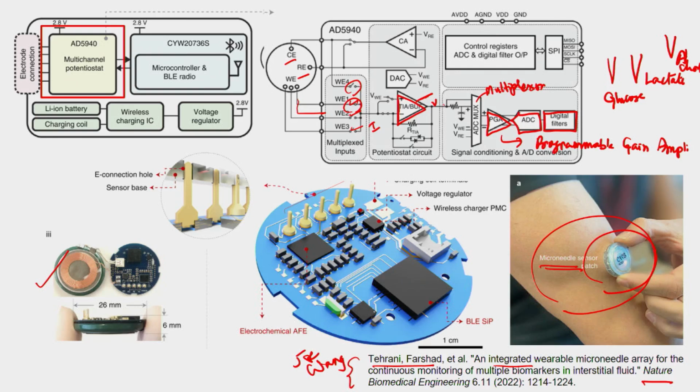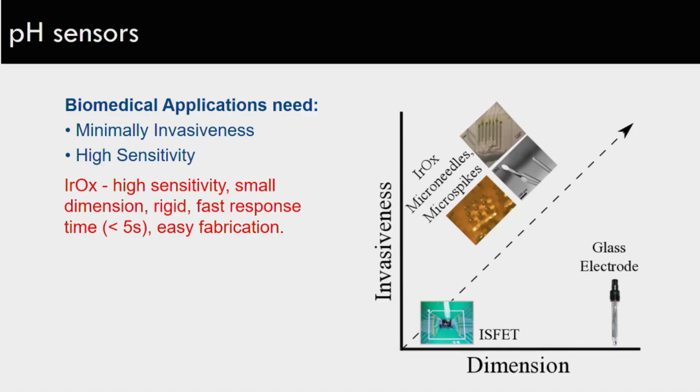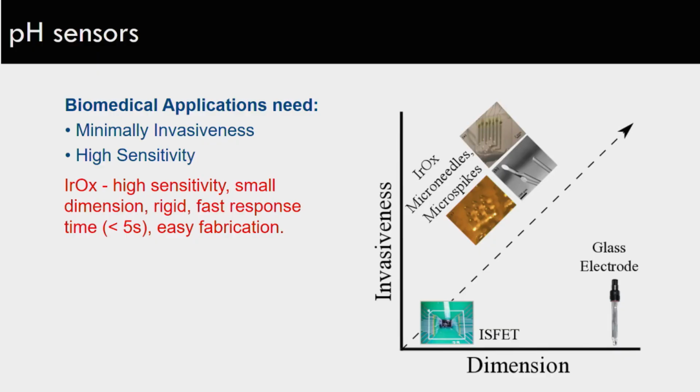Clear? Okay, moving on. So we have seen glucose and pH. These are very common biosensors that are present in labs in and around. So very common markers that we generally monitor. I have shown you the instrumentation that is required for glucose sensing. So let's have a look at the pH sensor.